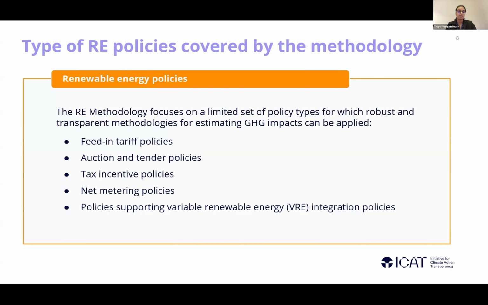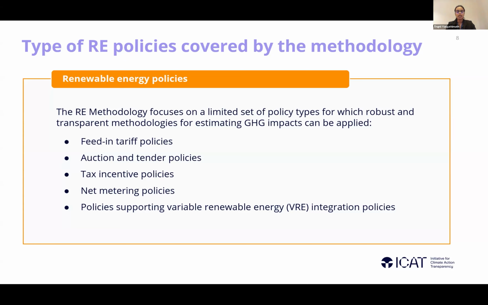So the 5 policies that are covered are feed-in tariffs, which provide renewable energy producers with a guaranteed price for the electricity that they supply to the grid. Then we have auction and tender policies, which use competitive bidding processes to procure renewable electricity. And usually the most competitive offer wins the bid from project developers. Then we have the tax incentive policies, which provide tax benefits or incentives to support the installation and operation of renewable energy projects. Then the net metering and the VRE policies are the latest addition to this guide.